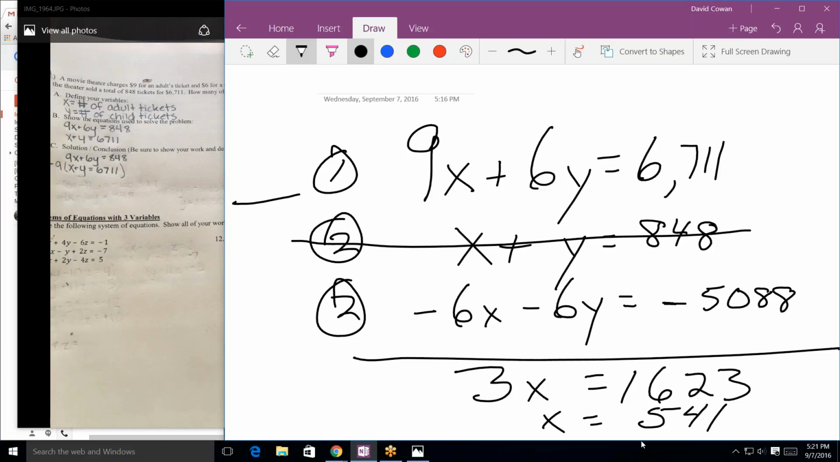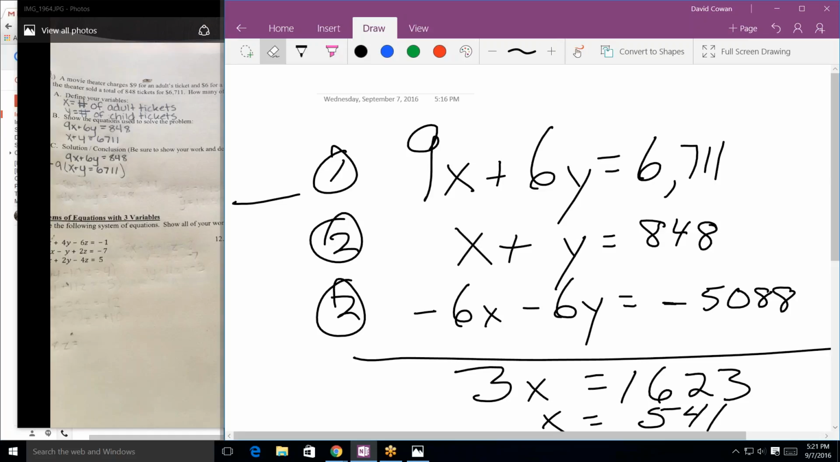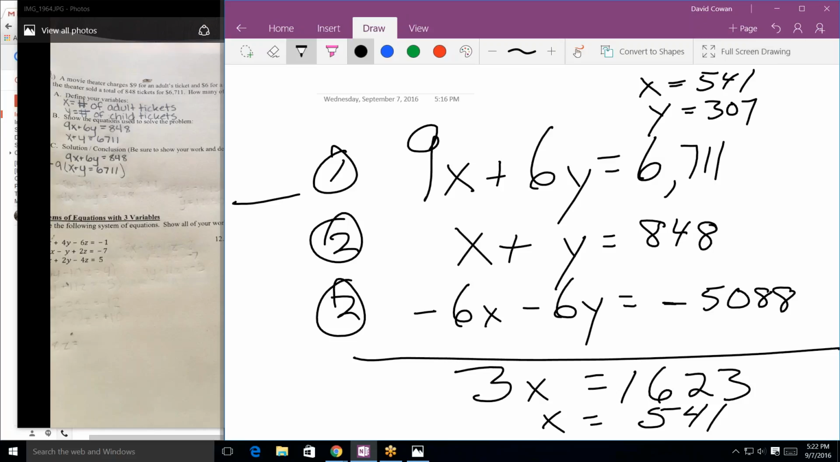Right. And then we need the number of child tickets now. So we could plug it into the x plus y equation. Yes. You're almost always going to plug it into the one that I drew a line through, because that's always going to be a smaller equation than these two, and we never want to use bigger numbers than necessary. So if you plug it into there, you get 307 for y. Okay. So x equals 541 and y equals 307, which means they add to 848.